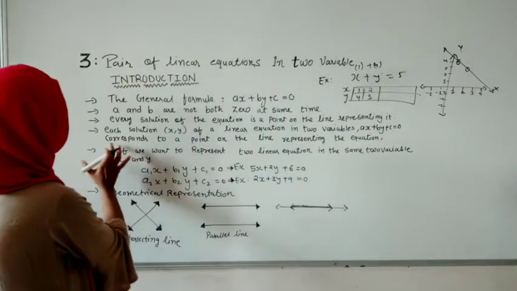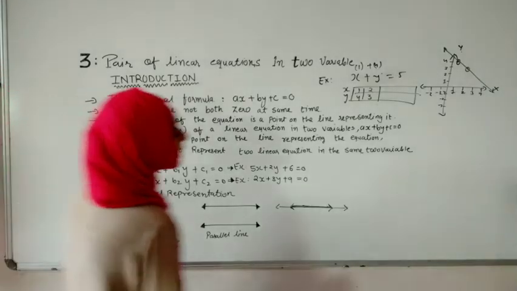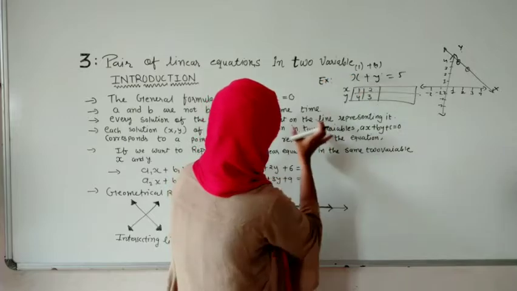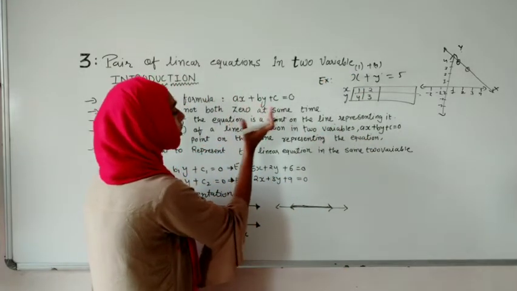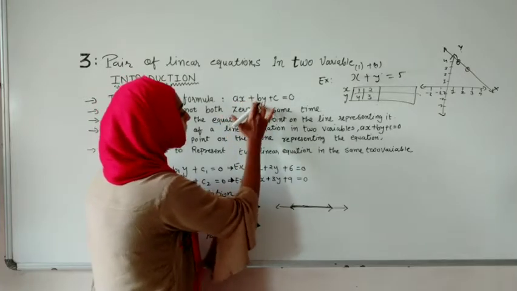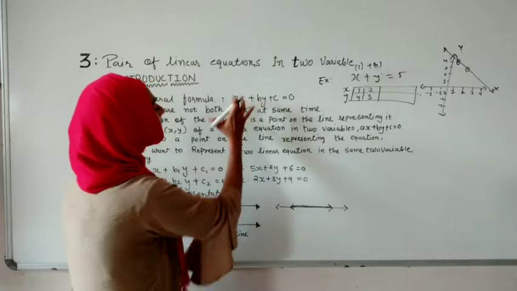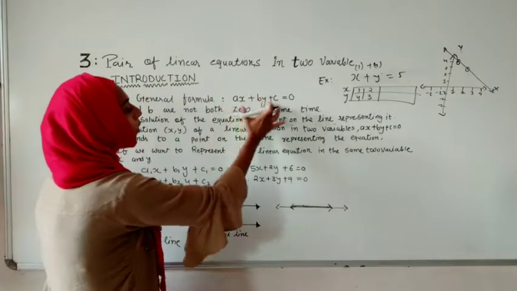So the next thing we are doing is, if we want to represent two linear equations in the same two variables x and y, then our condition is that the general formula is given in the form of x and y. Actually there are many variables here, because a is also a variable, x is also a variable, b too. But here a is in the form of a number, while x and y will be in the form of variables.